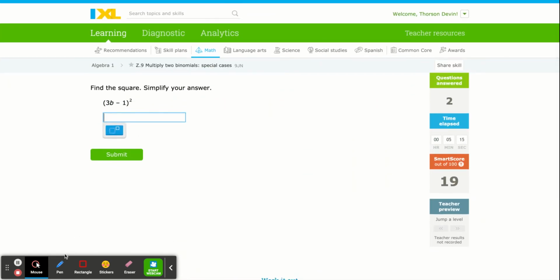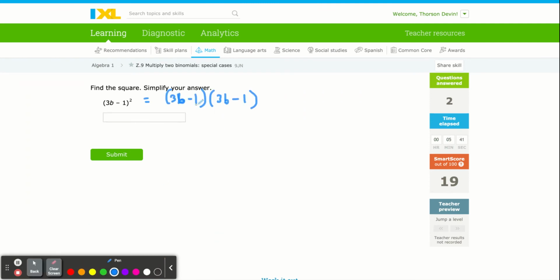So again, write this out as two binomials, 3b minus 1 times another 3b minus 1. And then remember to FOIL. Distribute the first term into both the second term and distribute that second term into both of these terms. So you'll get 4 terms.